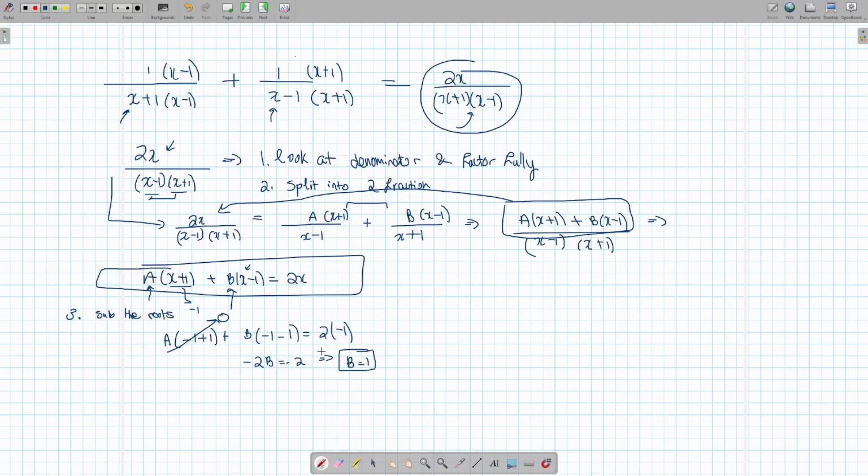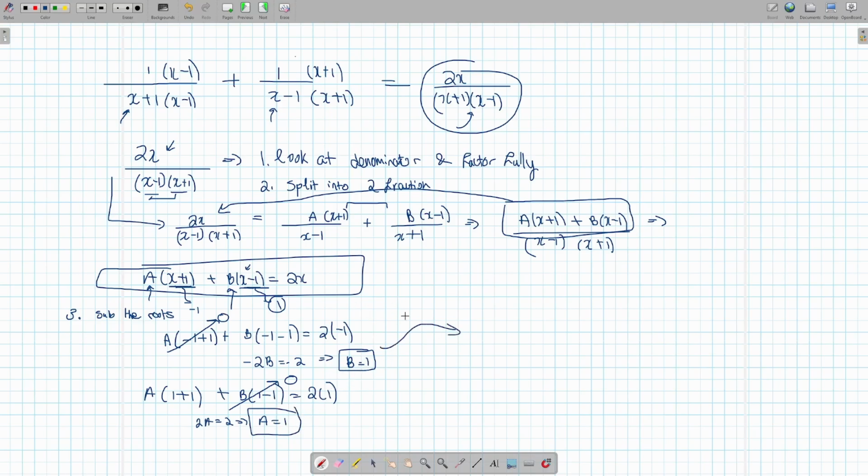Now, to find a, you can just substitute b back in, or instead of substituting this root, we can now substitute the root of this one. What's the root of x minus 1? It's 1, right? So let's substitute our 1 into here. So a into 1 plus 1 plus b into 1 minus 1 equals 2 times 1. As you can see here, this gets cancelled because it's 0. 1 minus 1, 0. So you're going to get 2a is equal to 2. So therefore, a is also equal to 1. So as you can see here, we now know our a value and we know our b value.